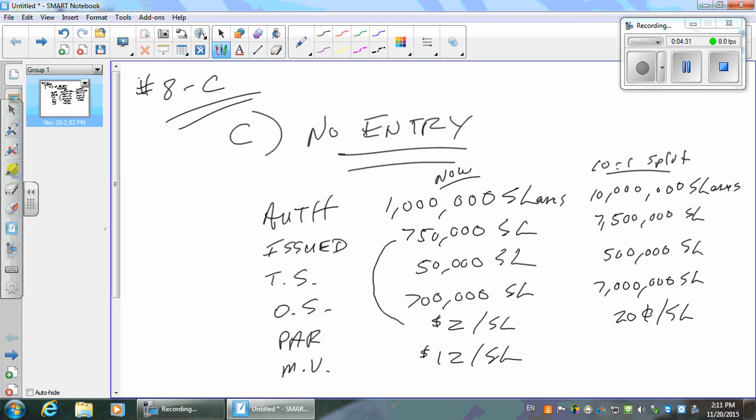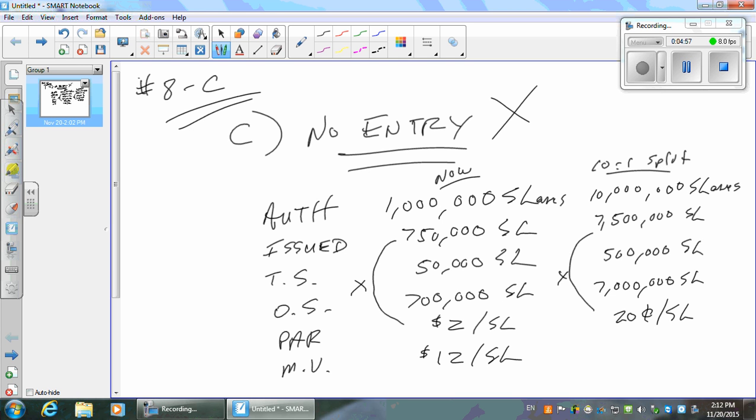Okay, everybody, take 20 cents times the 7,500,000. What amount do you get? 1,500,000. What was it before? 1,500,000. What is it now? 1,500,000. What kind of a journal entry do you need? None. Got it?